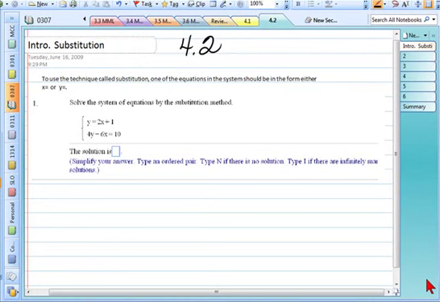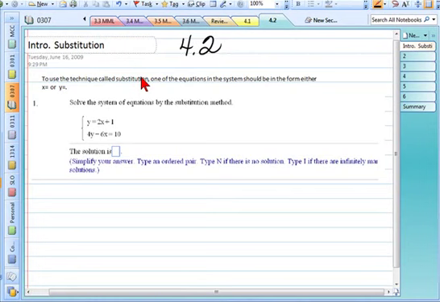What I'm going to need to solve a system, and I have it written right here, and you may want to write this down as well. It says, and I'll read it slowly, to use the technique called substitution, one of the equations in the system should be in the form either x equals or y equals.